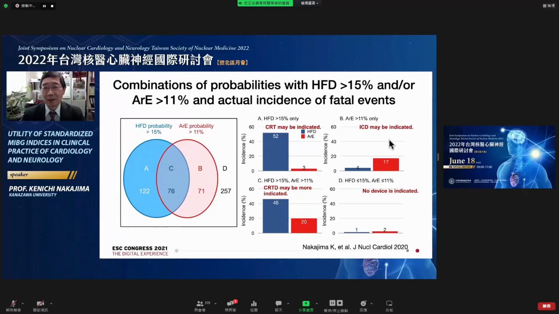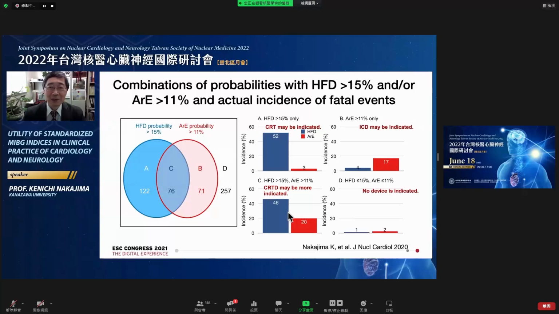And when the arrhythmic event probability is high, the results are again so good. It can be clearly predicted. And when both are high, heart failure death and arrhythmic events are high. And when both are low, actual events are very low.